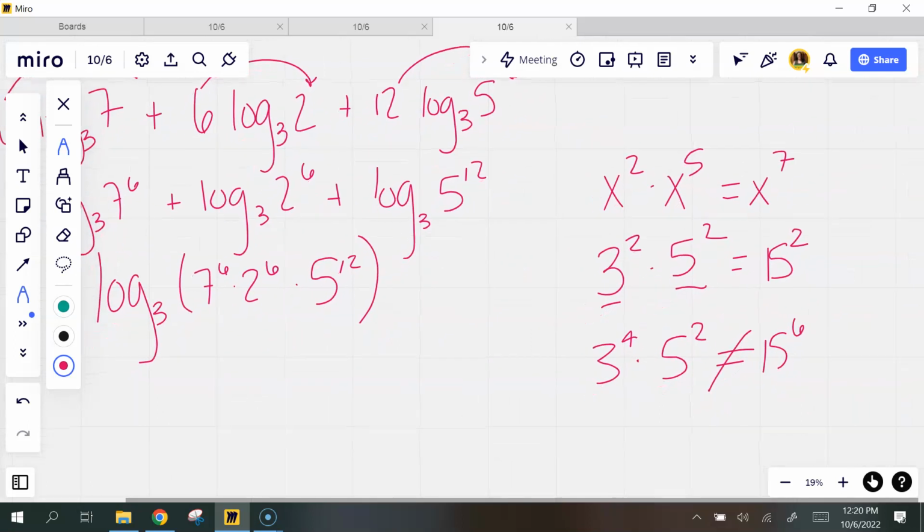On y'all's classwork, a lot of you did this. You had different bases and different exponents, and you just combined both. You can't do that. That doesn't work.